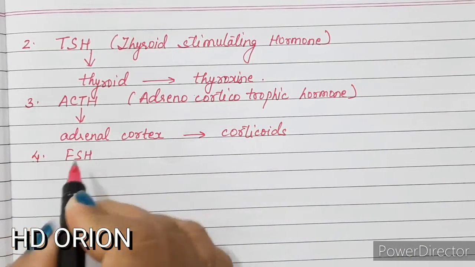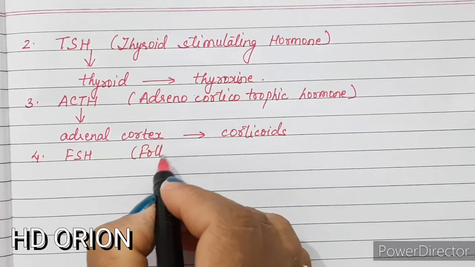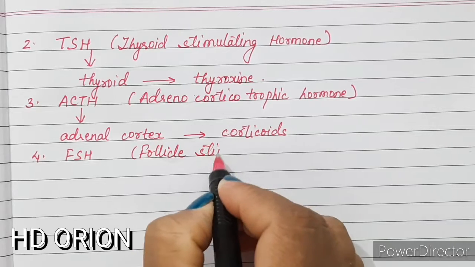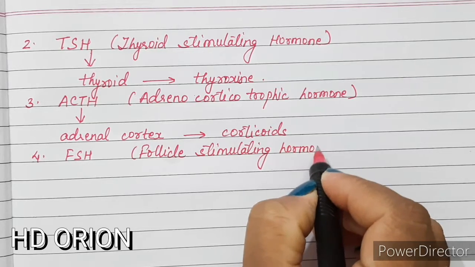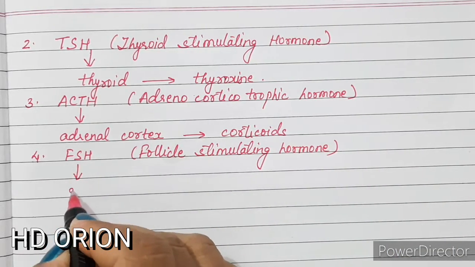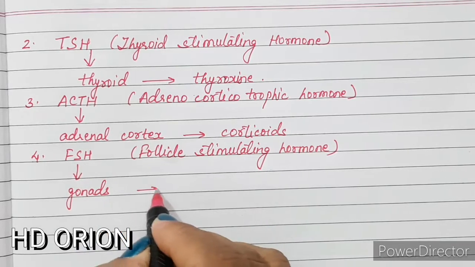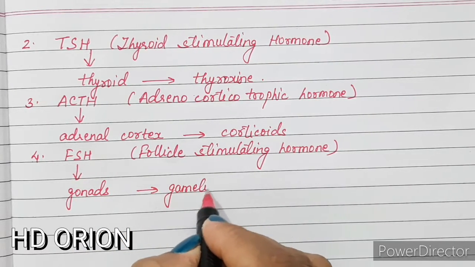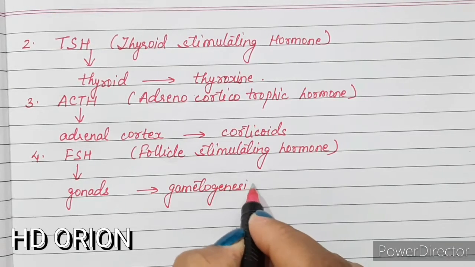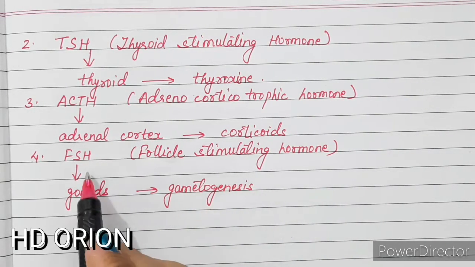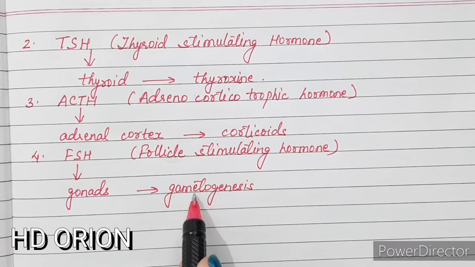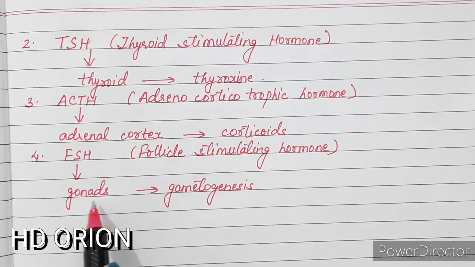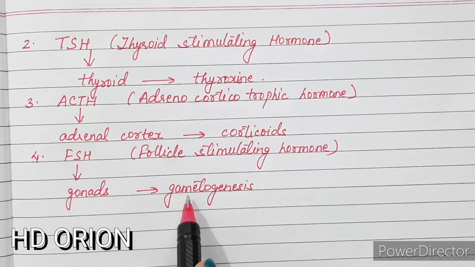The FSH, the fourth hormone, stands for follicle stimulating hormone. These stimulate the gonads for gametogenesis. Gametogenesis is the process in which the gametes are formed. So, if it is secreted in males, it will stimulate the process of spermatogenesis to produce sperms, and if it is in females, the gonads, which are the ovaries, will be stimulated to produce the ovum by the process of oogenesis.